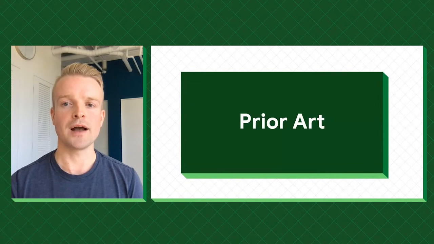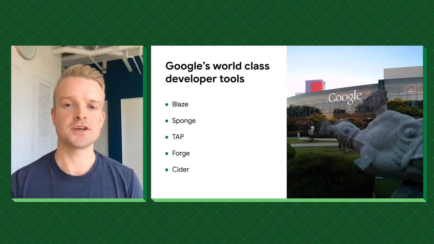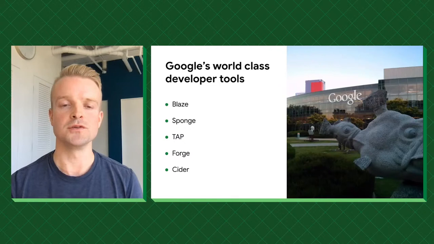When I left Google 2 years ago to join Y Combinator, I found myself really missing all of the world-class developer tools I had access to as a Googler. There was Blaze, Sponge, Tap, Forge, and dozens of other tools that made me more efficient as a software engineer. You really take these tools for granted until you have to live without them.